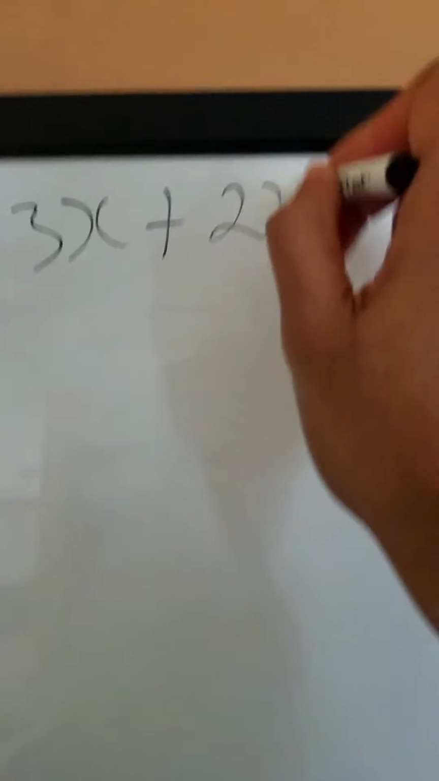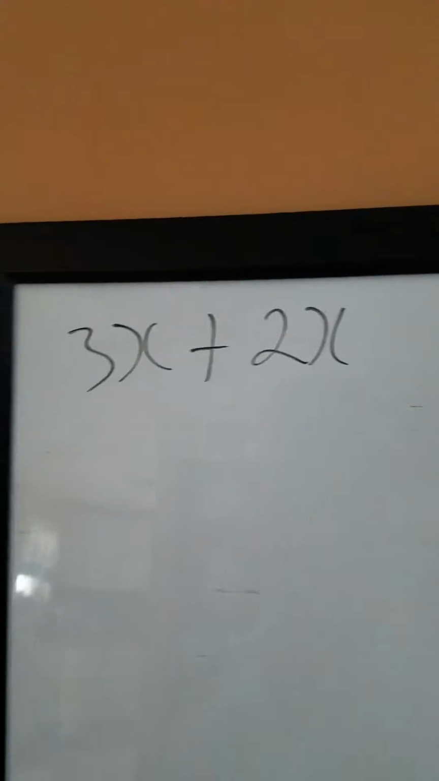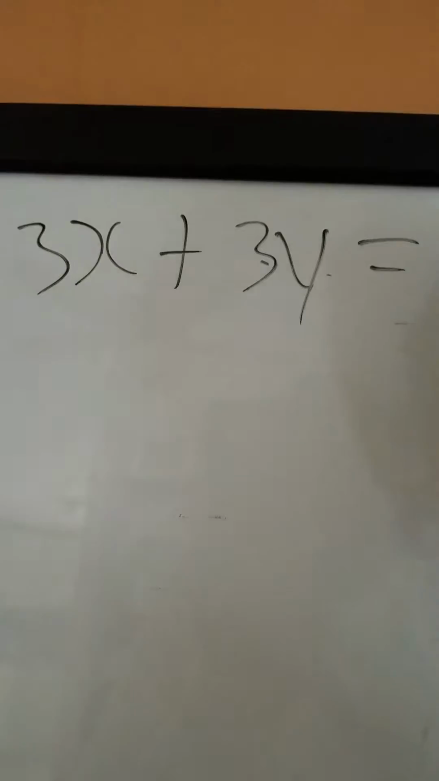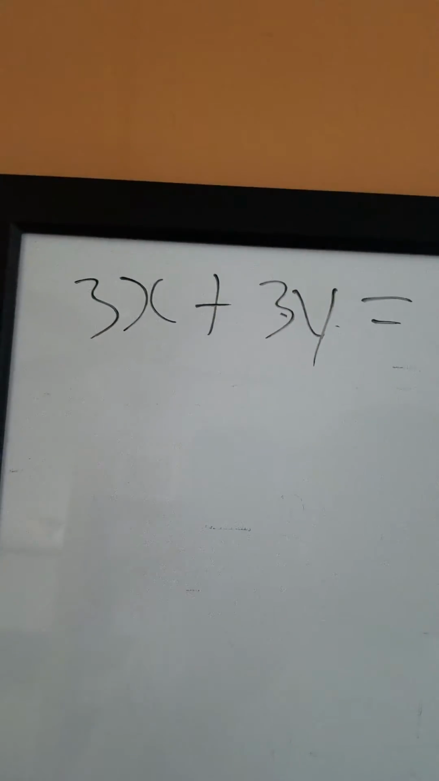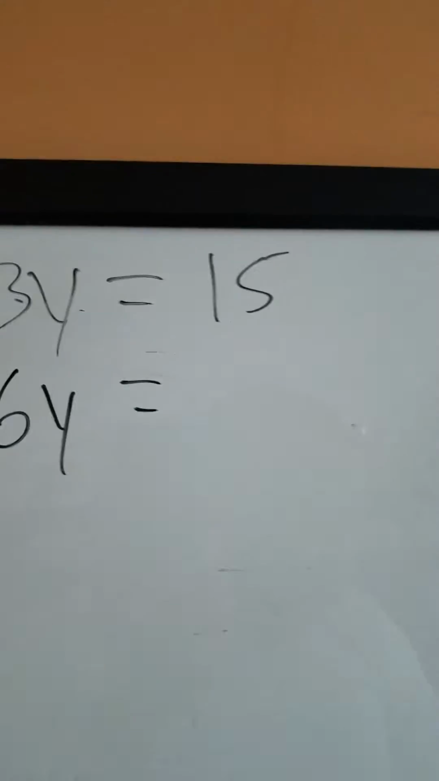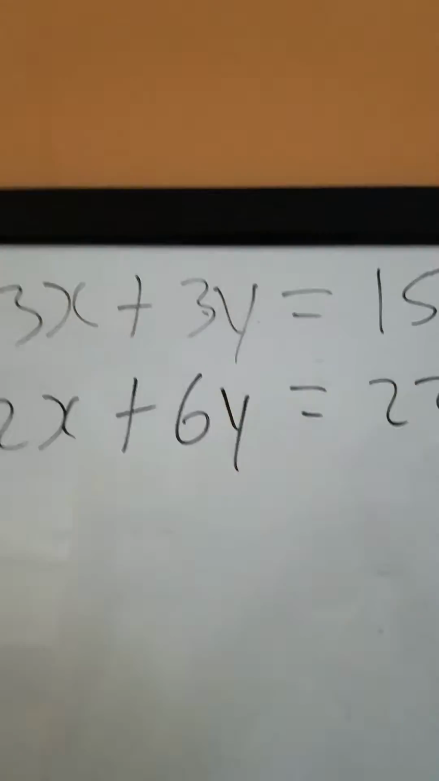Let's try this one. 3x plus 2y, that should be, sorry. So that's going to be 3x. Let's make it 3y, and that's equal to 15. And then our second equation will be 2x plus 6y, and this will be equal to 22.